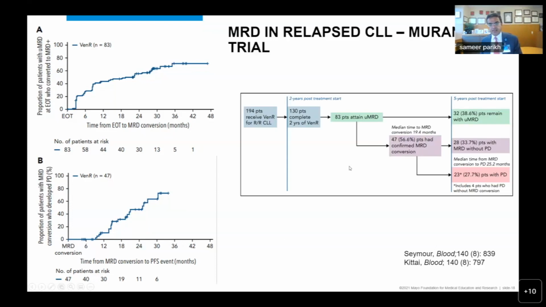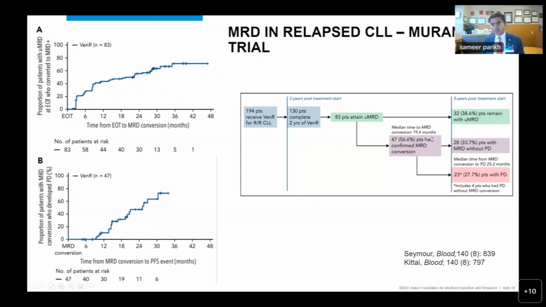Another way of looking at this is that 194 patients received venetoclax and rituximab, of whom 130 completed 2 years of ven-rituximab, and 83 patients achieved undetectable MRD. Over time, you will note that about a third of the patients remained with UMRD after 5 years. In contrast, a third had MRD evidence without progression of disease, and about a third had progression of disease and needed treatment. These data really reflect how powerful MRD analysis is at the end of treatment in our ability to predict how patients are going to do.